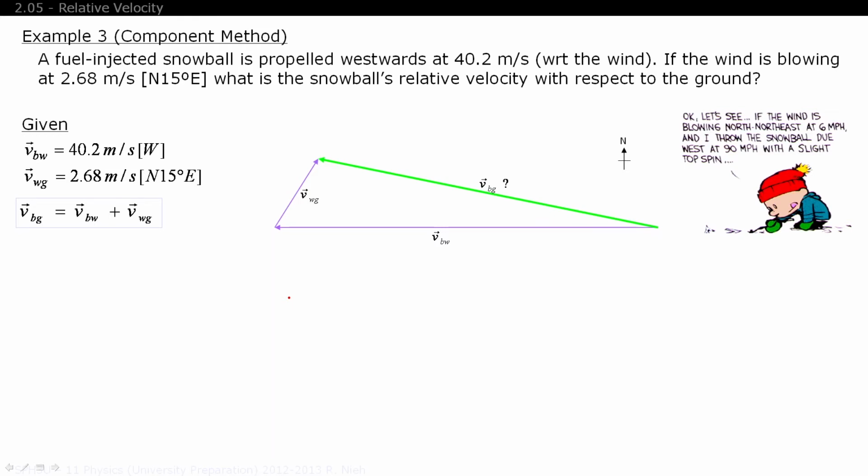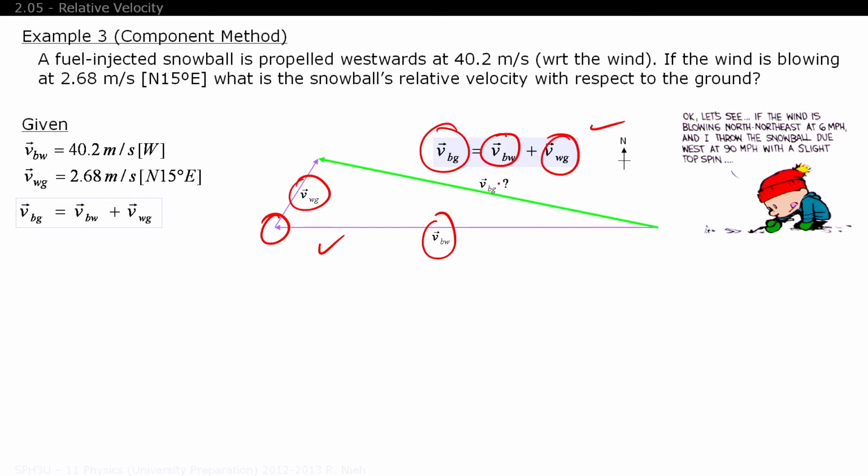Before we move forwards, we want to check two things. First, is the formula correct? Yes, the wind letters are adjacent to each other in subscript, and the leftover letters describe the overall picture that we're trying to solve. Next, we're going to compare the formula with the diagram. Are we adding VBW with VWG and connecting them from head to tail? Yes. Is that used to describe our resultant vector? Yes. So that's perfectly fine.